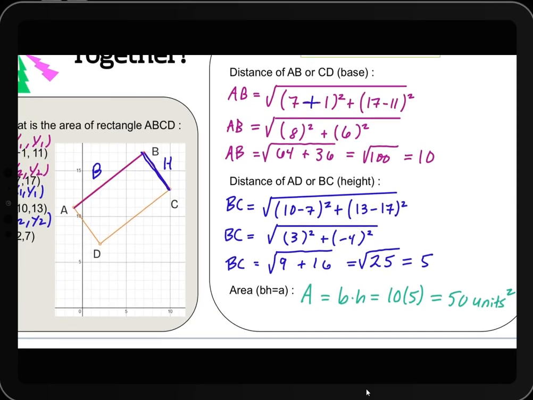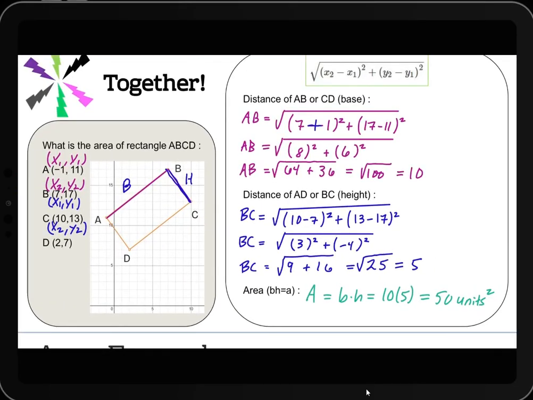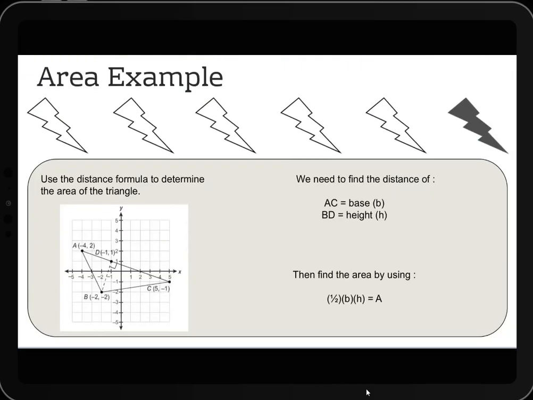This is now an area, right? So we have to square our units because we are now looking at two dimensions rather than a single dimension. Alrighty. That's an example of how to find the area of a rectangle in the coordinate plane using the distance formula. Let's take a look at the final example of a triangle in the coordinate plane, and we're going to find its area as well.